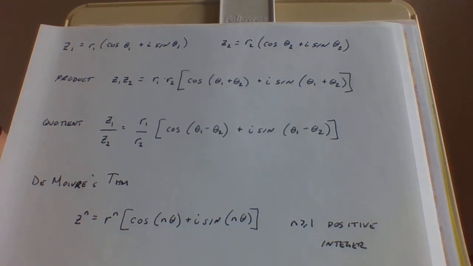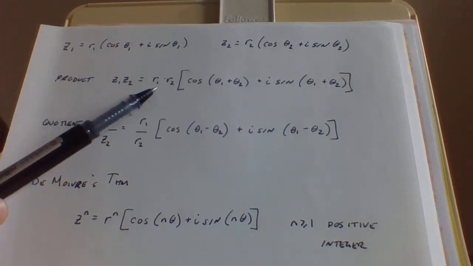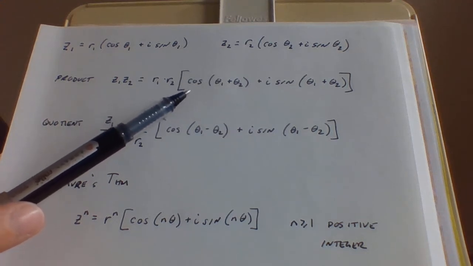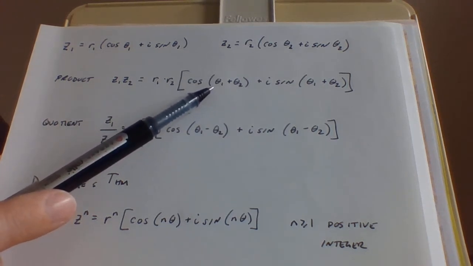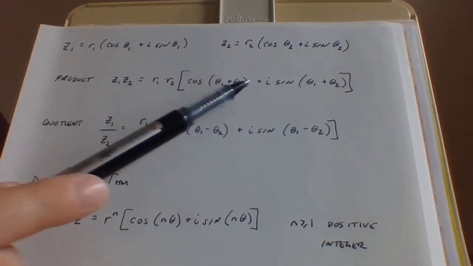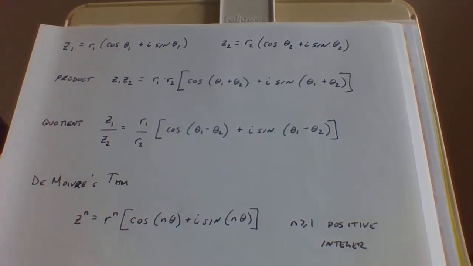Now when we take a look at the product, we're going to be multiplying two pieces together here, and when we do that, we're going to multiply the two radial values, and when it comes to this second part of our formula, we're going to be adding the angle measures, θ1 and θ2. This plus sign is going to stay inside your formula.